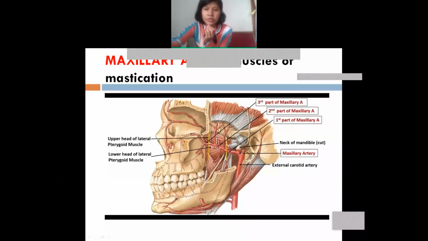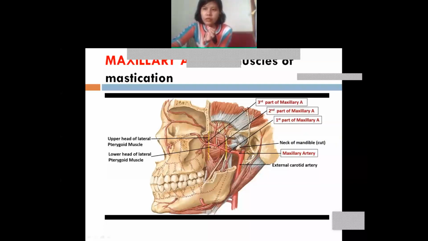Listen, this one. So the maxillary artery, they supply blood to where? Which area? They supply blood to the muscles of mastication. Mastication means what? Who helps you in chewing the food?